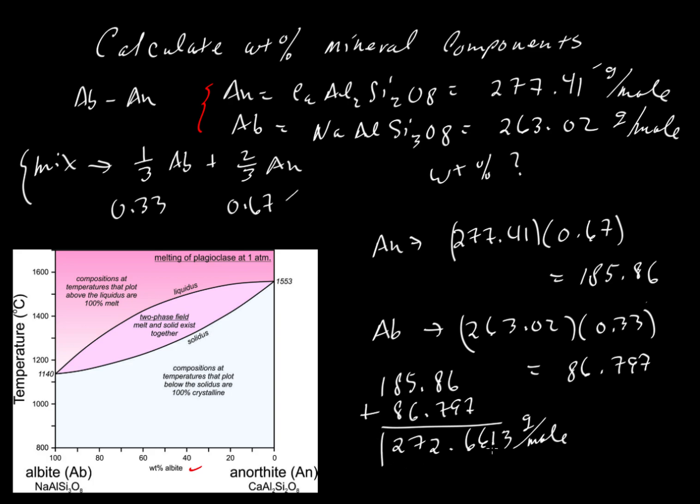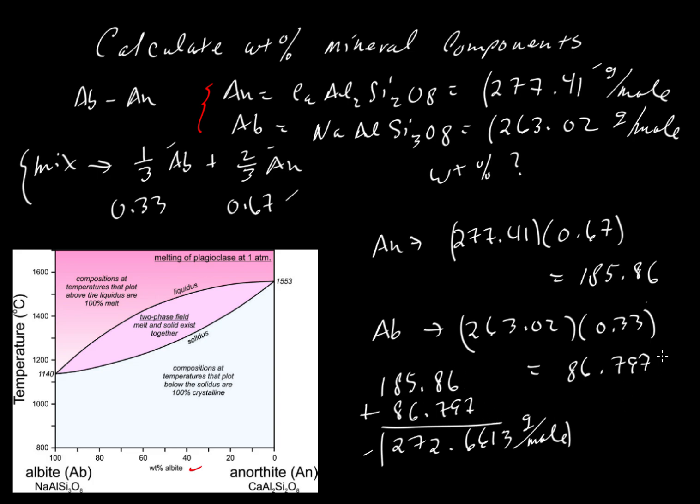So what is this? Let's take a look at what this value means. If we had pure anorthite, then we would have 277 grams per mole. If we had pure albite, it would weigh less, only 263 grams. If we have a mixture that is 1/3 albite, 2/3 anorthite, then we get something in between. So we could check our calculation here. Is 272 in between these values? And it is.